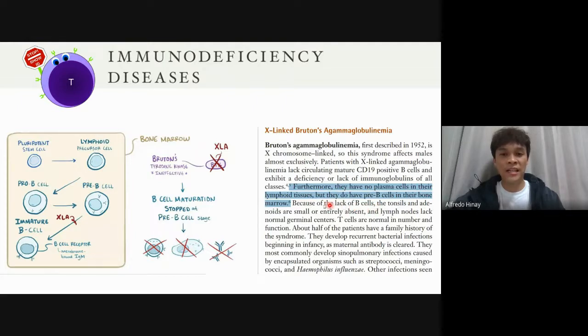So, ibig sabihin class, sabi ni Stevens here, meron daw silang pre-B cell in the bone marrow. If you can observe here, bone marrow, there is a pre-B cell in the bone marrow. However, they don't have a mature one. Okay? So, wala silang mature. Okay? So, furthermore, they have no plasma cells in their lymphoid tissue, mature B cells also in the lymphoid tissue. However, when you check your bone marrow, they have pre-B cells. Okay, that's a good indicator that the patient is suffering with the X-linked agammaglobulinemia.